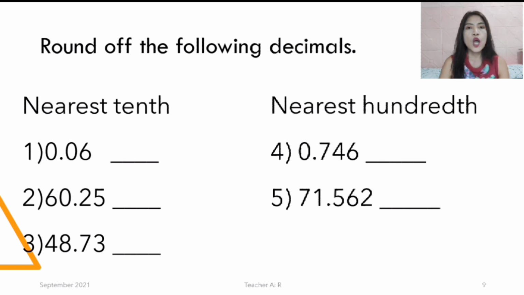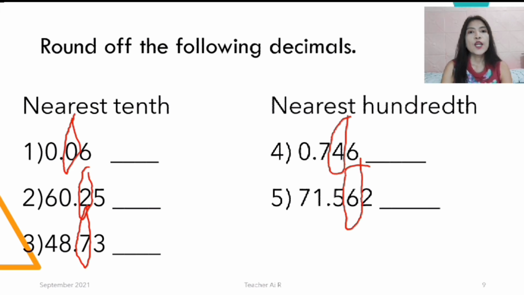Okay, so let's have this one: round off the following decimals. On the first 3, you're going to round it off to the nearest tenth, and on number 4 and number 5 to the nearest hundredth. Okay, so you may get a paper and try to answer. So for you not to be confused, I'm going to circle the number to be rounded off.